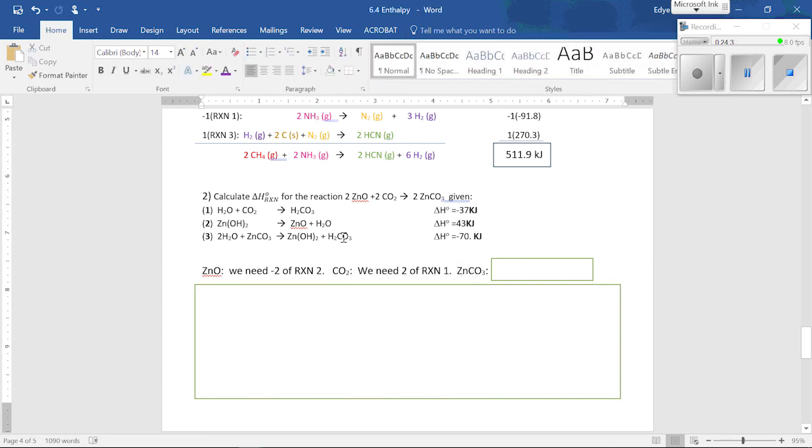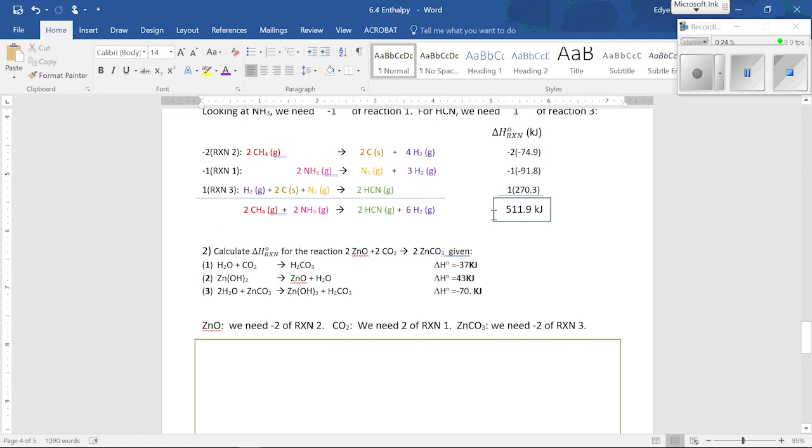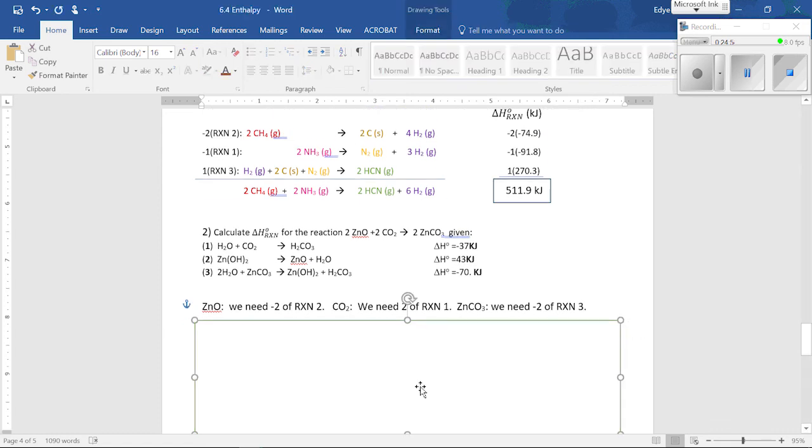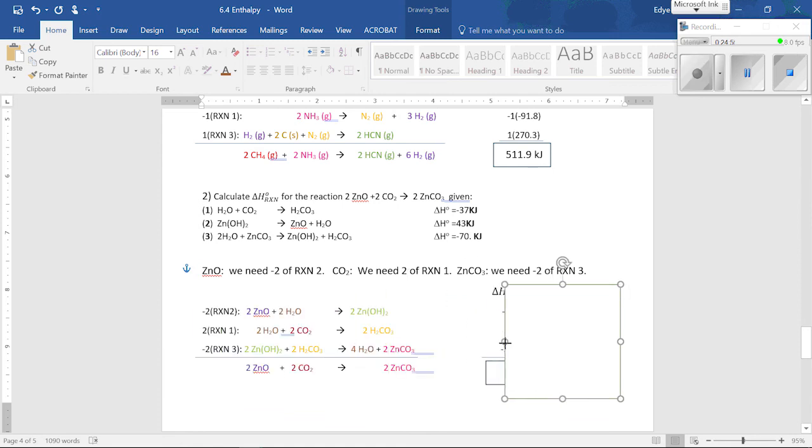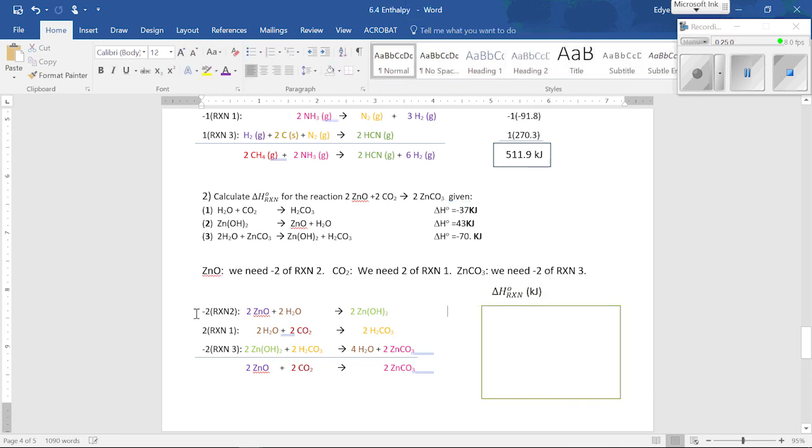The zinc carbonate right here, I need 2 on the right. I have 1 on the left, so what do I need to do? I need -2 of reaction 3, so I'm going to multiply reaction 3 by -2. Now, I have again color-coded all of the chemicals in here. If you want to get a colored pen, you can use a colored pen. You don't have to, but I will show you over here what we did. And then over here. Okay, so -2 of reaction 2. I wrote those all down in different colors so that you could identify what's going on and what's canceling out.